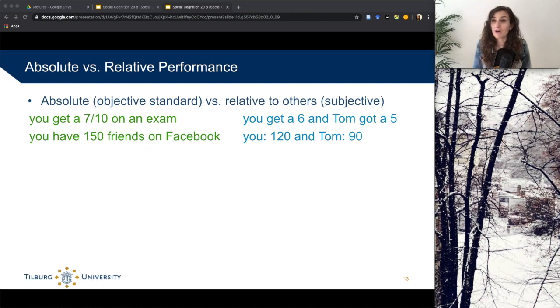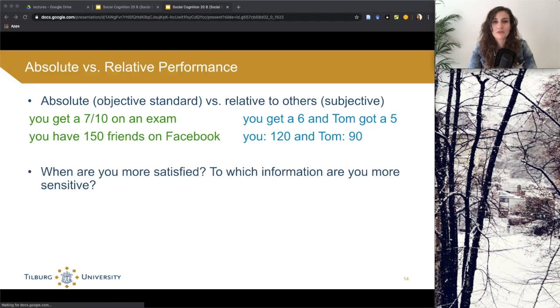Or let's say you have 150 friends on Facebook, that's also an absolute way of expressing your friendship performance, kind of. If I tell you that you got a 6 in your exam and Tom got a 5, then this would be a subjective type of information, as would be saying you have 120 friends on Facebook and Tom has 19. Because in this case you can compare yourself to another person.